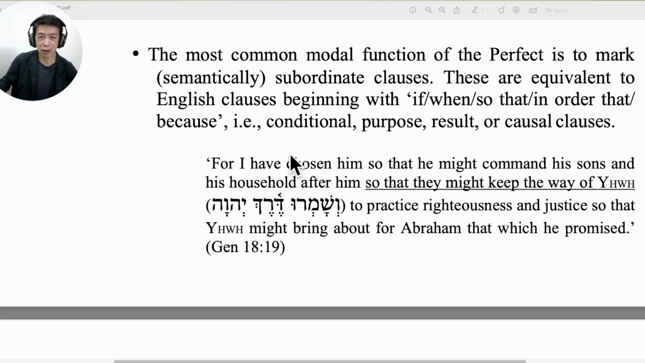These are equivalent to English clauses beginning with if, when, so that, in order that, because, which is conditional, purpose, result, or causal clauses. In this example, for I have chosen him so that he might command his sons and his household after him so that they might keep the way of Adonai, to practice righteousness and justice so that Adonai might bring about for Abraham that which he promised, from Genesis 18:19.